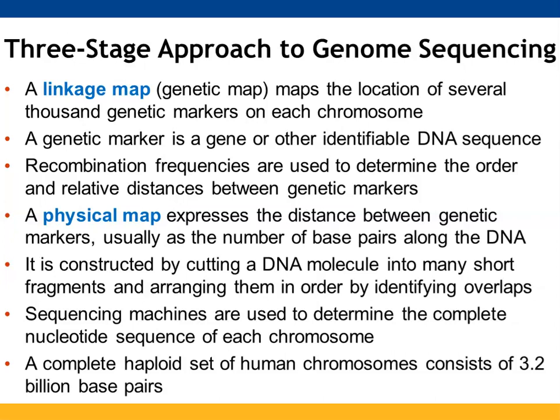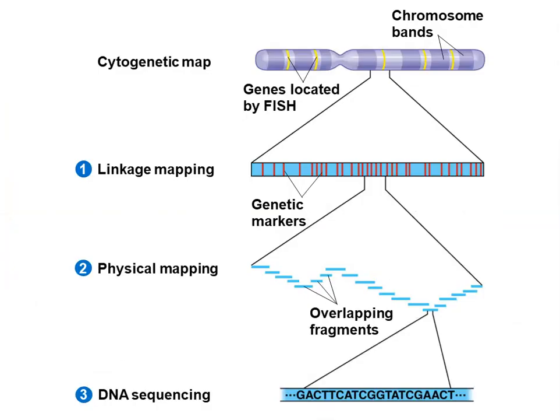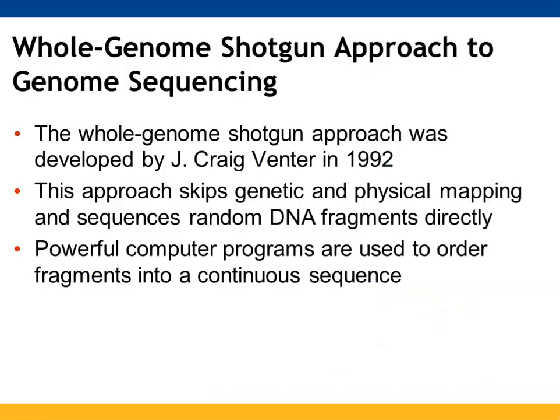A physical map shows us these distances, how many base pairs are separating the DNA fragments, and then putting them together by identifying overlaps. And then sequencing machines determine the nucleotide sequence for those chromosomes. A complete haploid set of human chromosomes consists of just 3.2 billion base pairs. So there's your cytogenetic map, your linkage map, the physical mapping, and then the DNA sequencing.